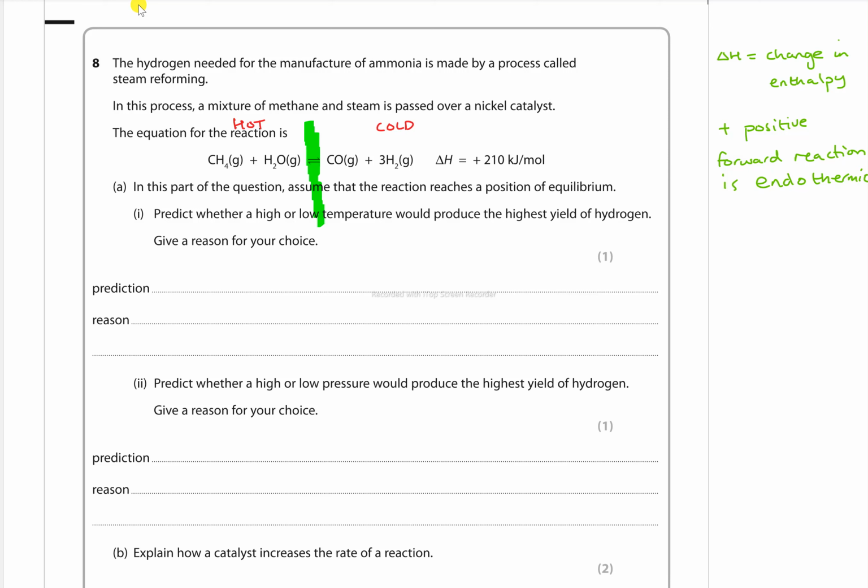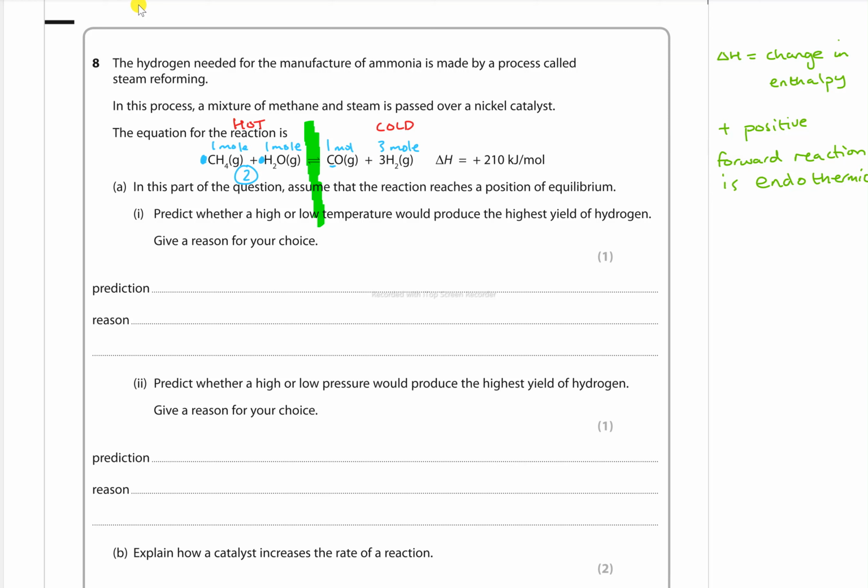Then we jump onto the number of moles. So you've got 1 mole or 1 molecule here. I'm not looking at the atoms. I'm looking at this number here in front. That's a 1 and that's a 1, so altogether we've got 2. We've got 1 here and 3 here.